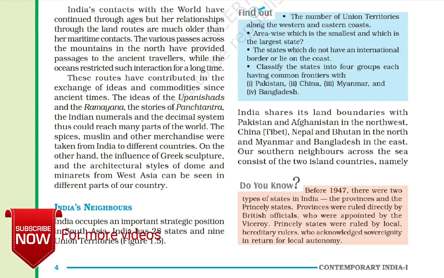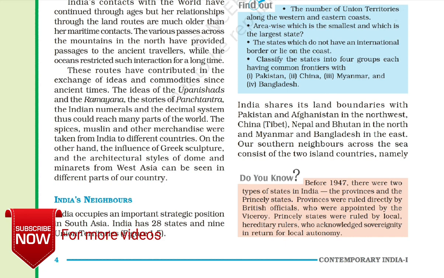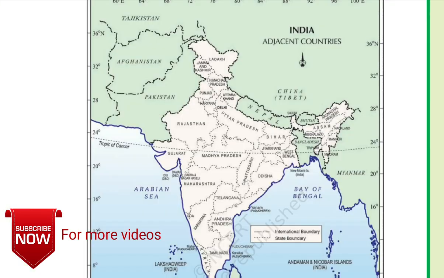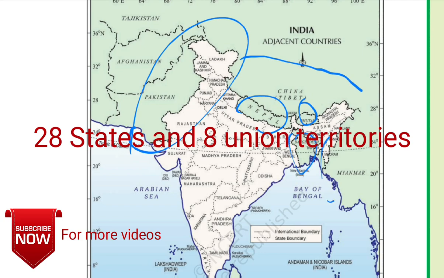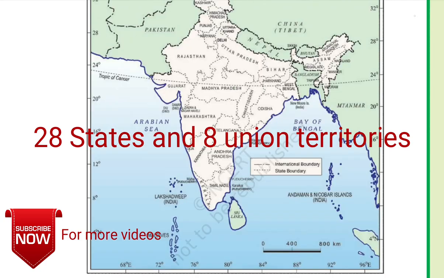The ideas of the Upanishads, the Ramayana, the stories of the Panchatantra, and so on, reached many parts of the world through these Silk routes. India's neighbors: India occupies an important strategic position in Southeast Asia. India shares her land boundaries with Pakistan and Afghanistan in the west, and also with China, Nepal, Bhutan, Bangladesh, and Myanmar in the east. Our southern neighbors across the sea consist of two island countries, namely Sri Lanka and Maldives.